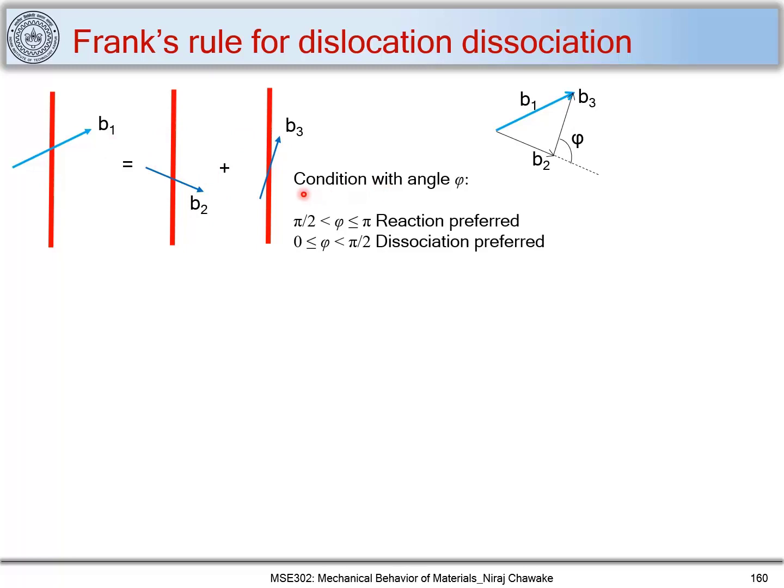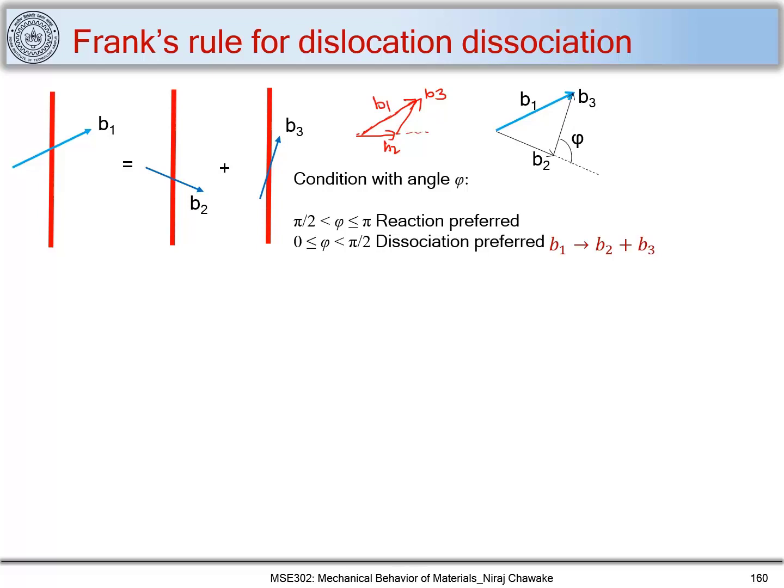So let's consider a condition with angle phi. When phi is greater than pi by 2 but less than or equal to pi, reaction is preferred. We'll be seeing it. And when phi is greater than 0 but less than pi by 2, then dissociation is preferred. What does that mean? When this condition is met, let us write it down and understand it. So what I'm exactly saying, when I have B2 and here it is B3, and this is B1.